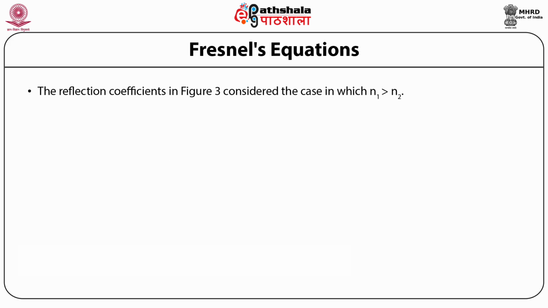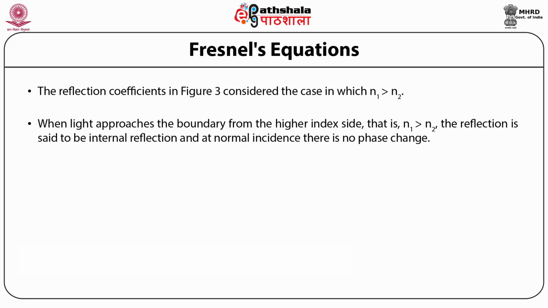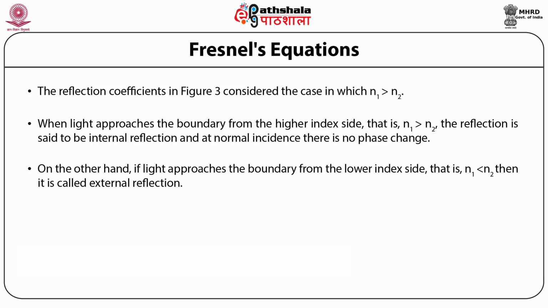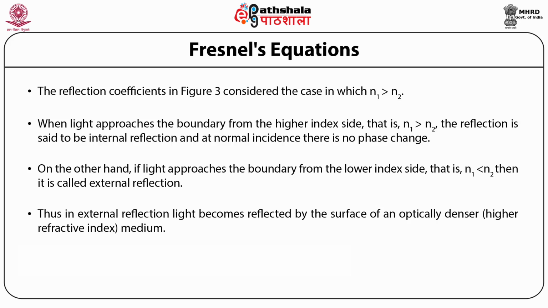The reflection coefficients in figure 3 consider the case in which n1 is greater than n2. When light approaches the boundary from the higher index side, that is n1 greater than n2, the reflection is said to be internal reflection, and at normal incidence there is no phase change. On the other hand, if light approaches the boundary from the lower index side, that is n1 less than n2, then it is called external reflection. Thus, in external reflection, light becomes reflected by the surface of an optically denser, higher refractive index medium. There is an important difference between the two.